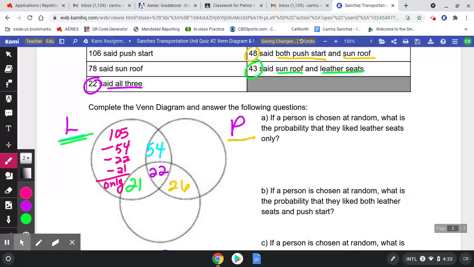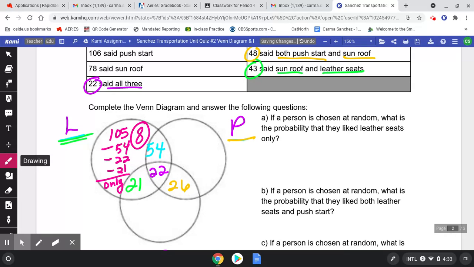So here I go subtracting 105 minus 54 minus 22 minus 21. I'm getting 8. Who likes leather only and no other features? Just 8. Okay, here we go to the next one.